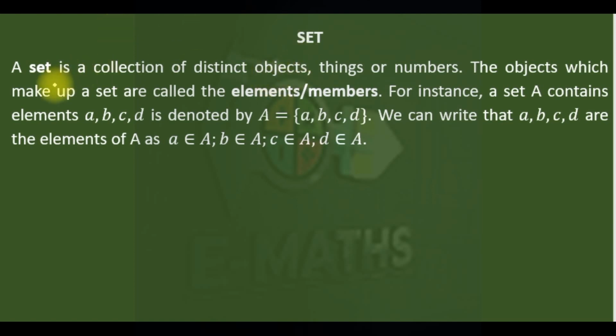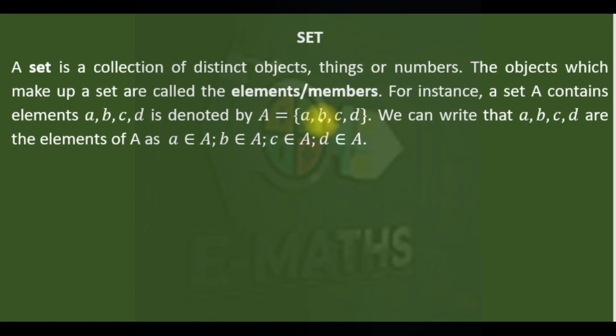So a set is a collection of distinct objects, things or numbers. The objects which make up the set are called the elements. So see what we are looking at. For instance, a set A contains elements a, b, c, d. So if you have a set that contains a, b, c, d, we normally denote it by this. So A is the set.